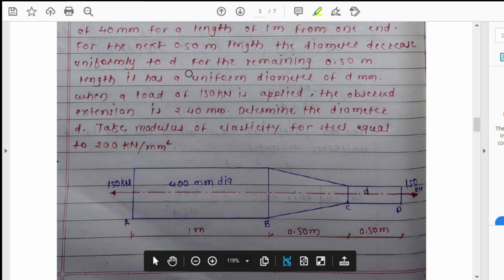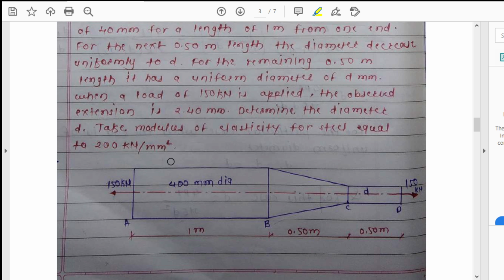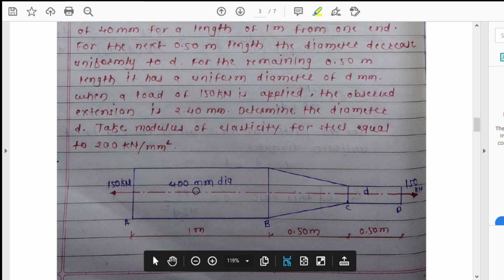Now the diameter for this is uniformly decreasing from 40 to d. For the first 1 meter length the diameter is 40 mm, and for the remaining it is d. Here the diameter changes from 40 to d. The first 1 meter length is constant, for the second 0.5 meter it is decreasing from 40 to d, and for the third part it is continuously d.